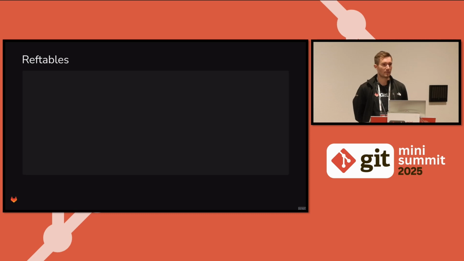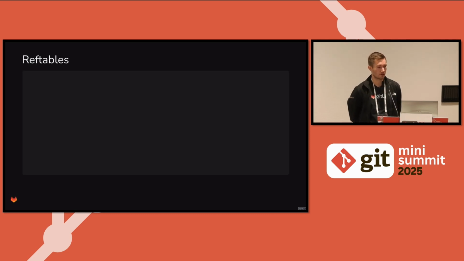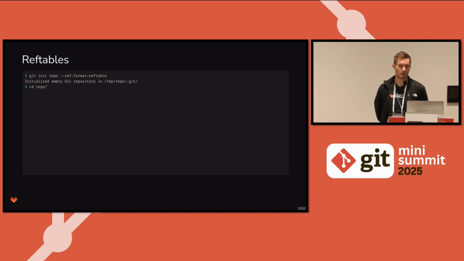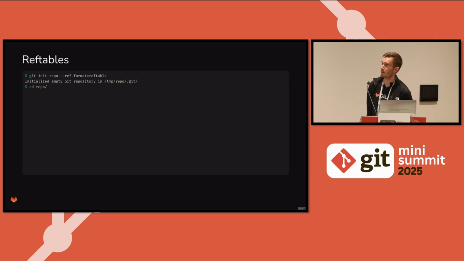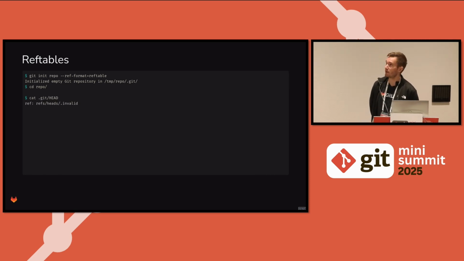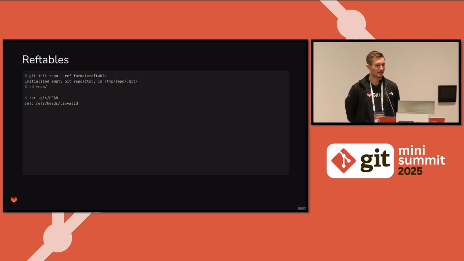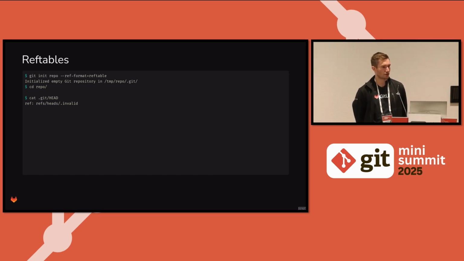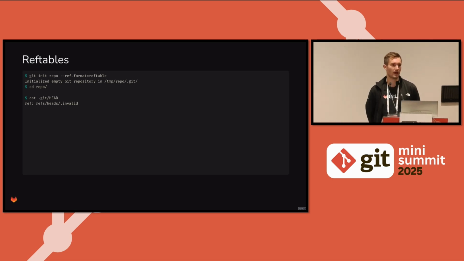Reftables are an alternative backend for storing references in your repository. So let's again create a repository, but this time around with the reftable backend by saying --ref-format=reftable. First, we'll have a look at HEAD. As you can see, it still looks like a symbolic reference, but it actually points to refs/heads/.invalid.